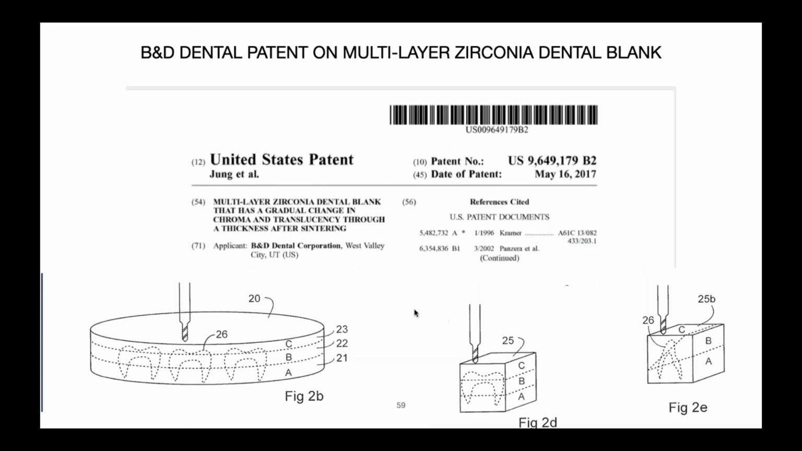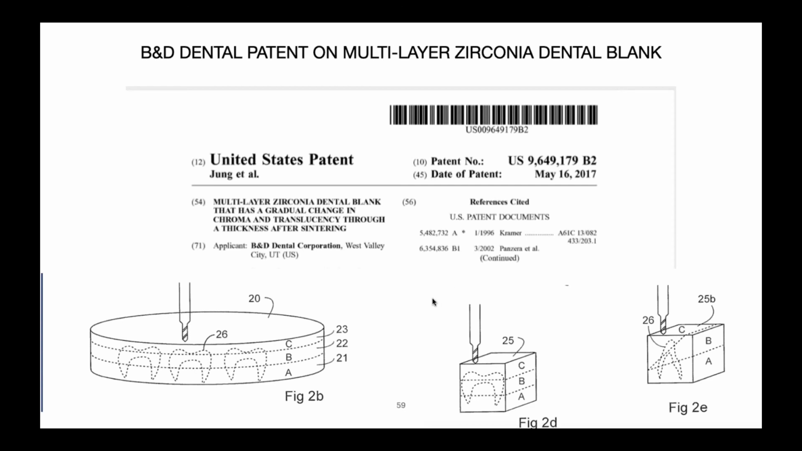Now, looking at all these webinars, I've learned a lot here, and this is a patent application from B&D Dental, which owns the patent on the multi-layer zirconia dental blank, as they call it. This was done in 2017. You see that? That's not that long ago. You can see a simple schematic, I just copied and pasted these, of how they applied for the patent, and everything is good.